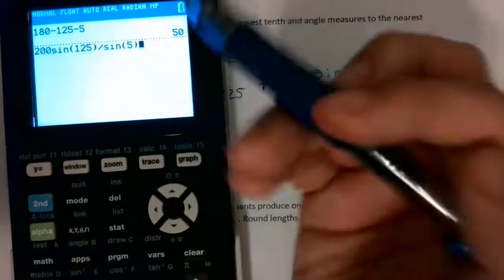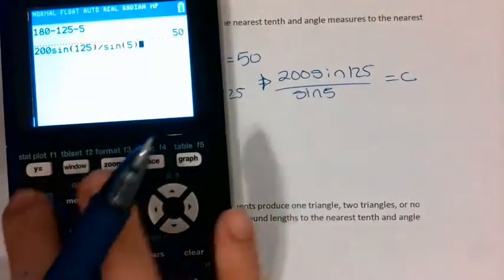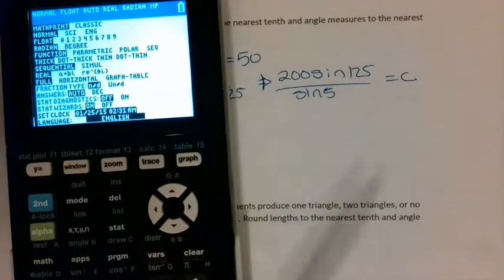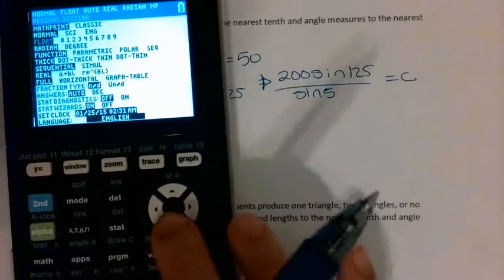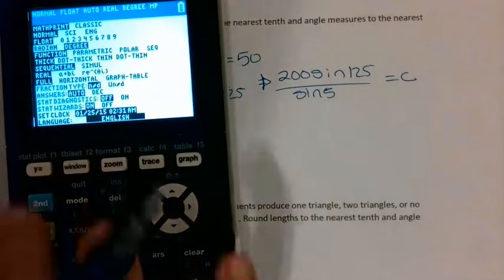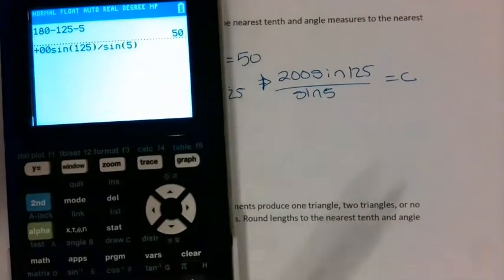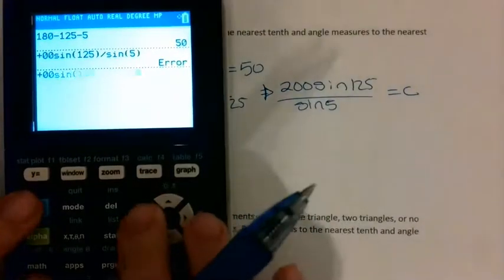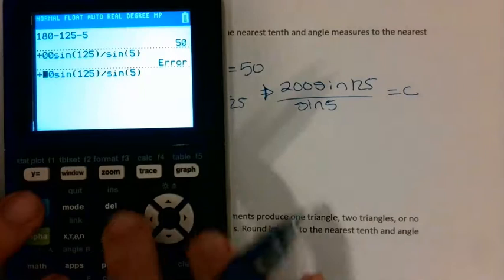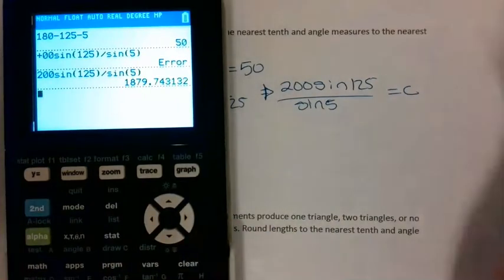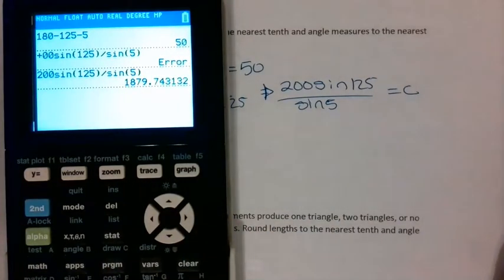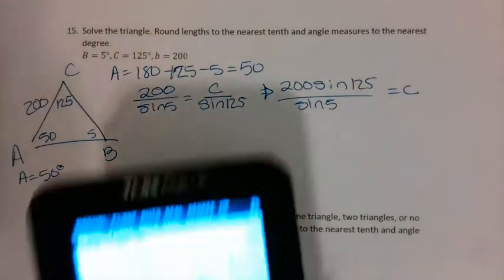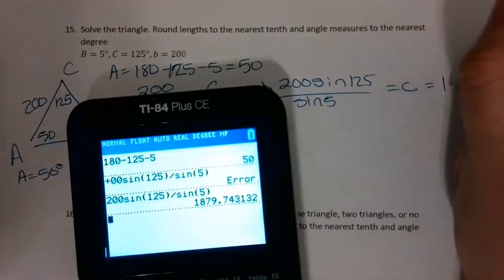When I type in my angle for 125, I want to close the parentheses. And remember, I was using radians earlier, so I want to change my mode back to degrees. I don't think I hit enter. Okay, now that I'm back in degrees, I accidentally put plus instead of 200. Okay, C is 1879 point something. This one rounds up to 1.